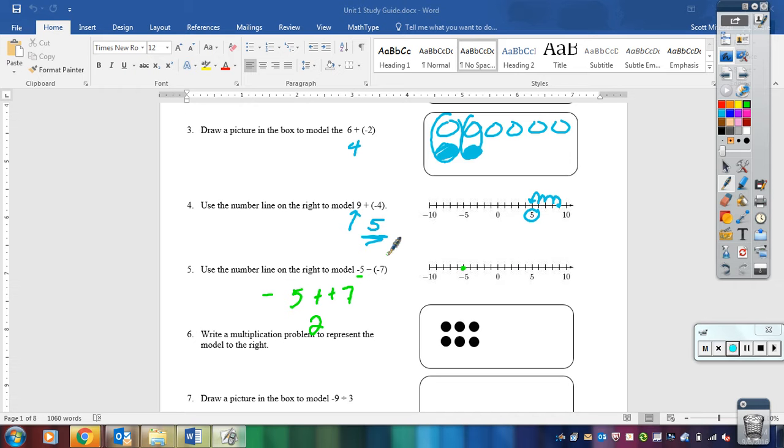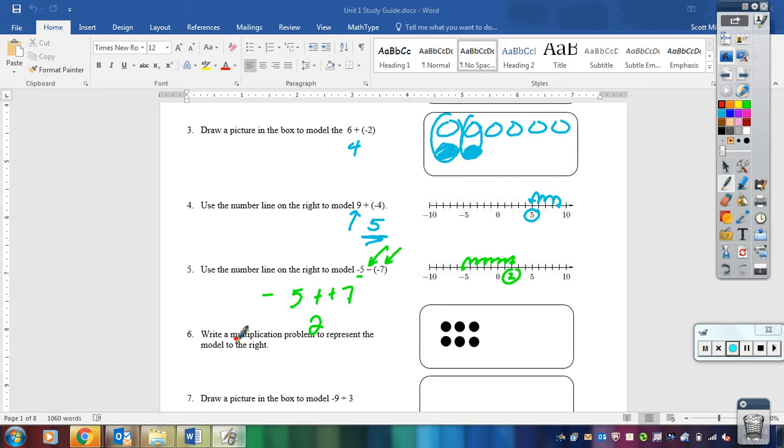So let's go through it. If I take away negatives, I'm losing negatives. Losing negatives means I'm going to go to the right. 1, 2, 3, 4, 5, 6, 7. Where do I end up? 2. Just like I thought I was going to end up.